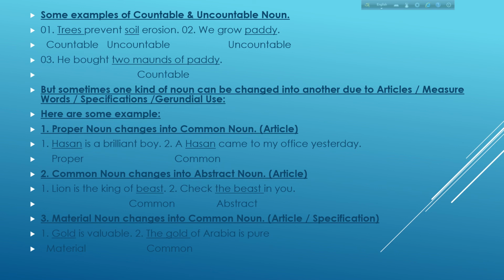Number 2, common noun changes into abstract noun due to article. Lion is the king of beast. Here beast is a common noun. But check the beast in you. Here the beast is an abstract noun. Number 3, material noun changes into common noun due to article or specification. That is, gold is valuable. Here gold is a material noun. But if it is said the gold of Arabia is pure, here the gold is a common noun, because this is specified. An article is used here.